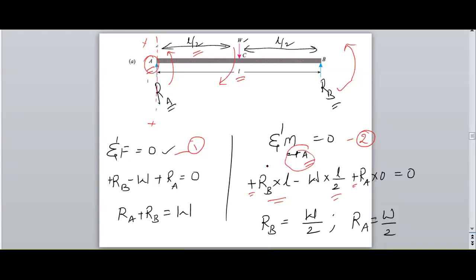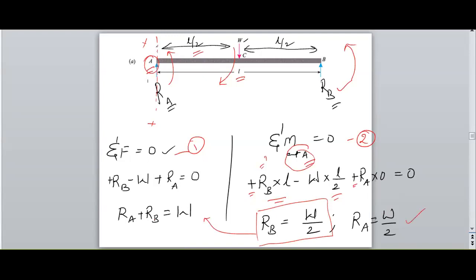Therefore, the only unknown here is RB. The length is known, L by 2 is known, and W is known. Therefore, RB is equal to W by 2. Substituting the RB value in equation 1, we find the RA value.